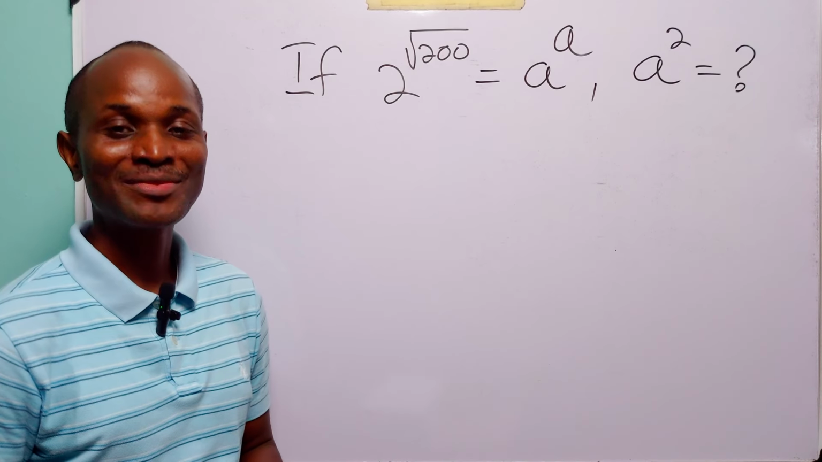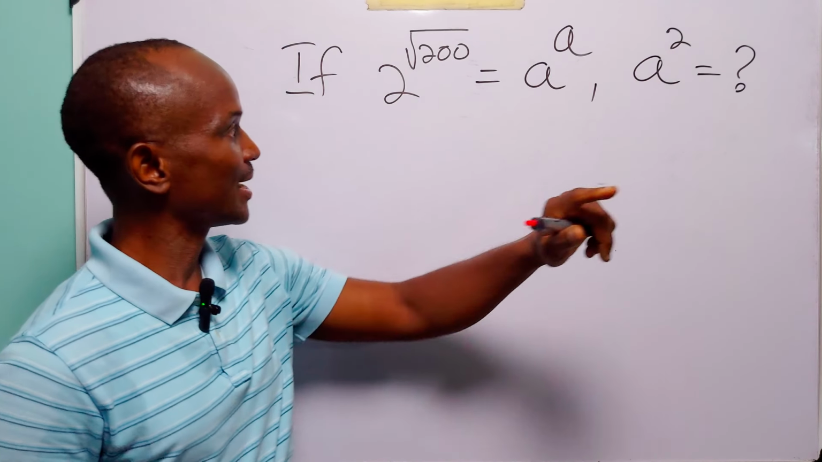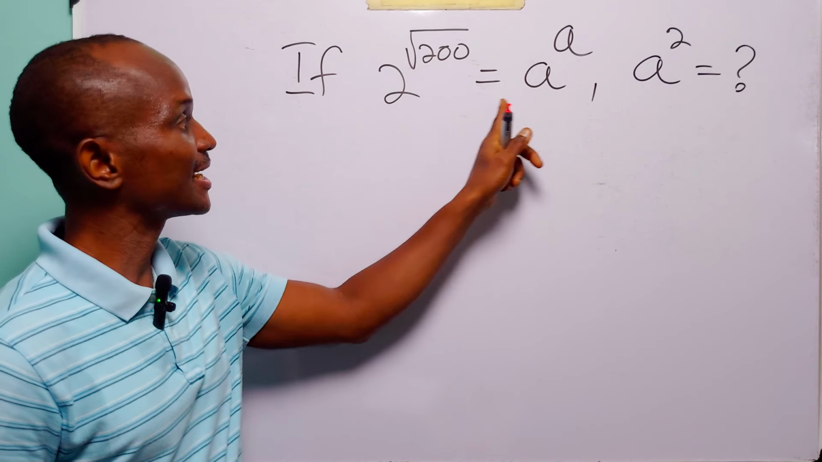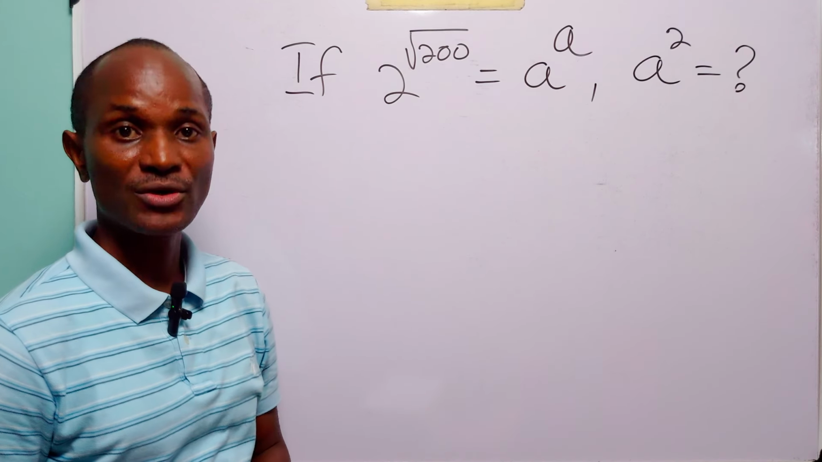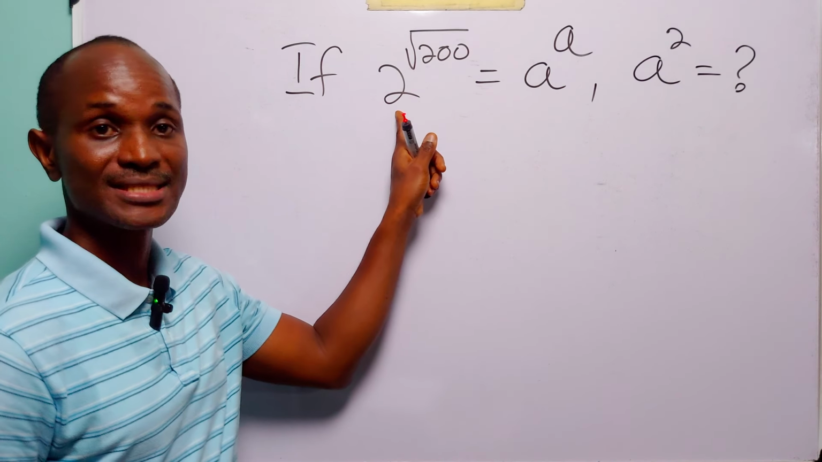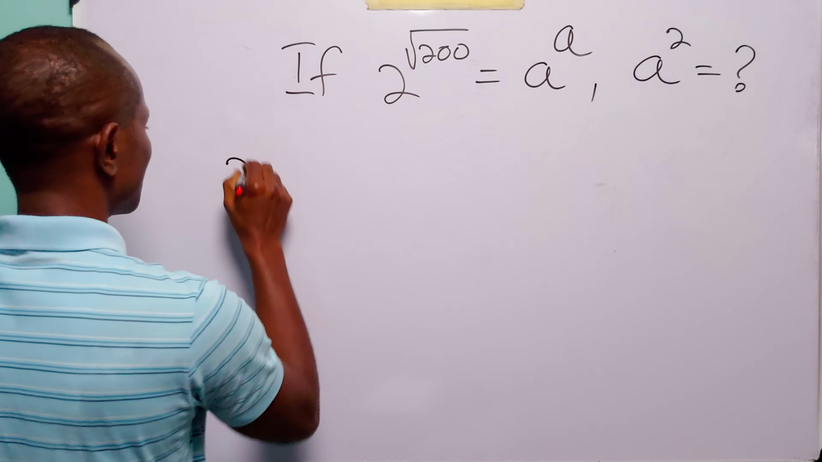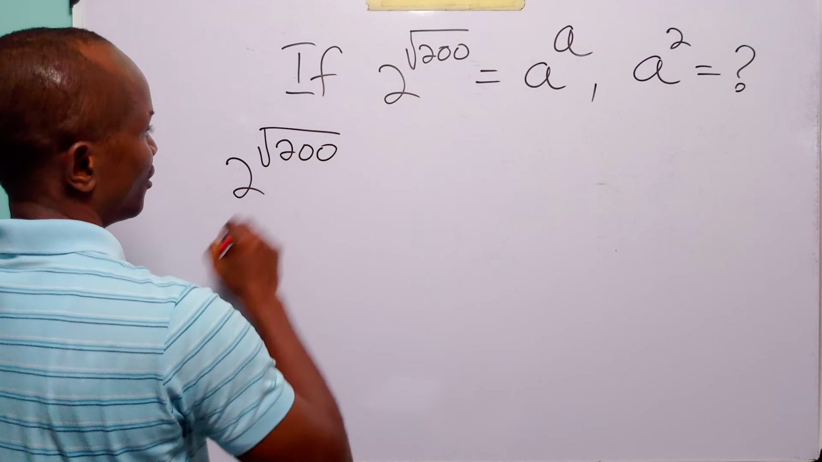Hello and welcome. In this math tutorial, our task is to find the value of a squared, given that 2 to the power root 200 is equal to a to the power a. Now, to solve this problem, we are going to start by simplifying this as far as possible. So we have 2 to the power root 200.